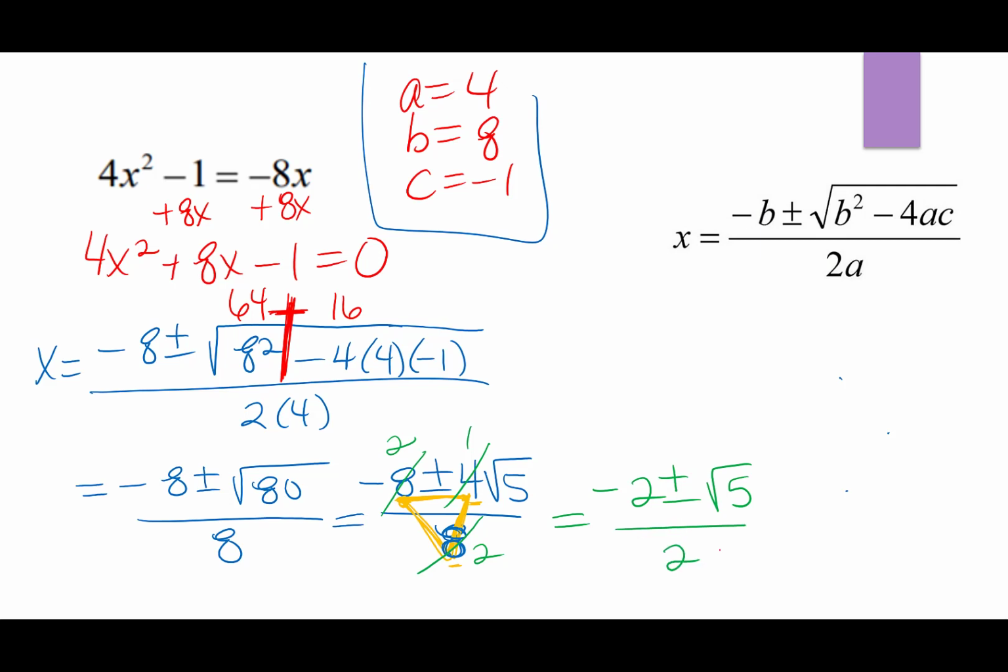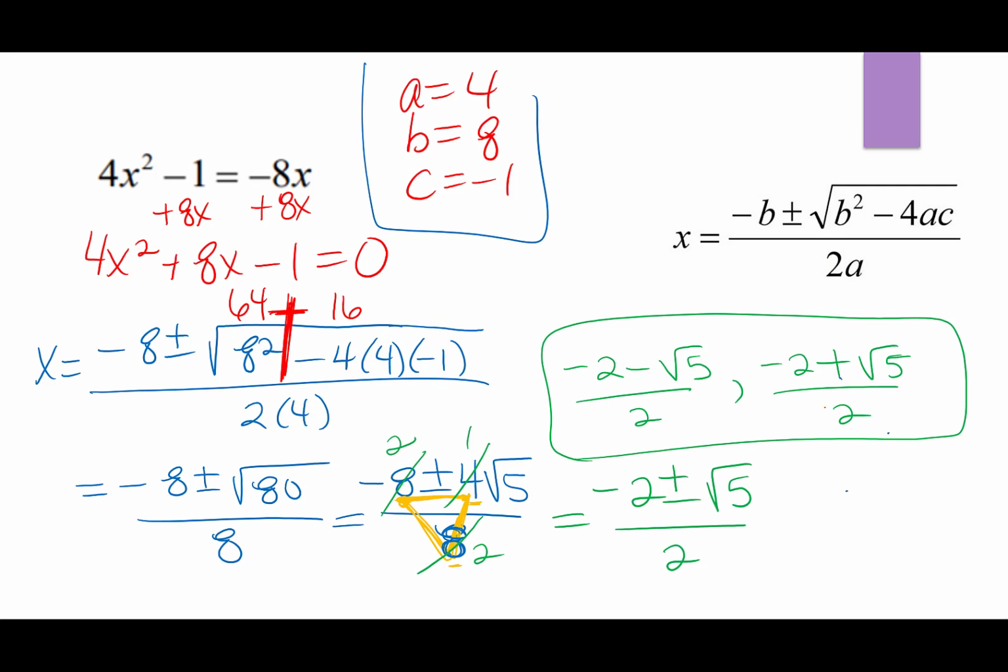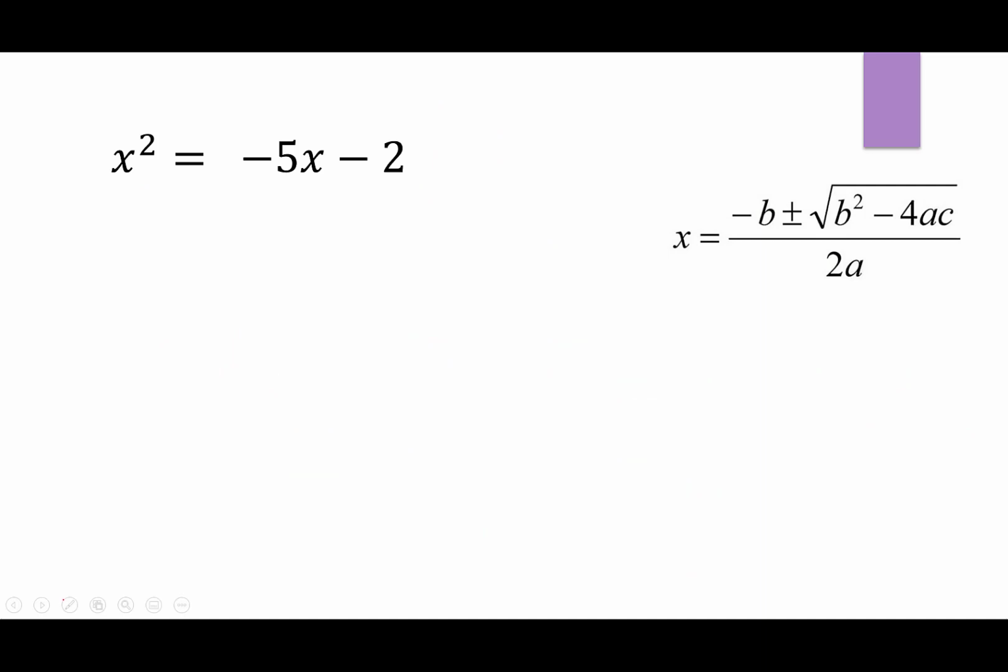Now to separate it for WebAssign, this is what you would do. Negative 2 minus the square root of 5 over 2, comma, negative 2 plus the square root of 5 over 2. So there are still two 2's in the final answer, but because there's not 3, because you can't draw that triangle, those 2's cannot be canceled. Okay, let's go ahead and try this one.